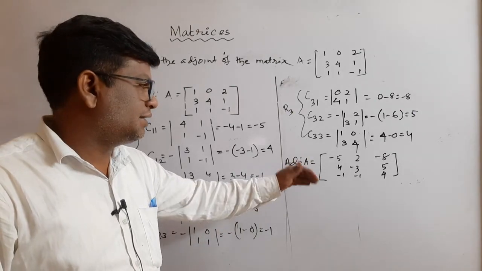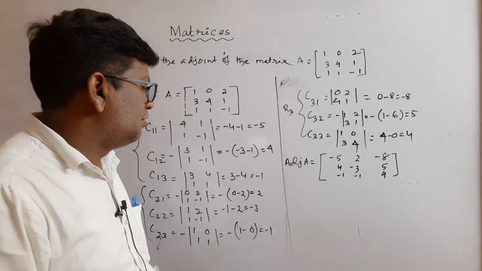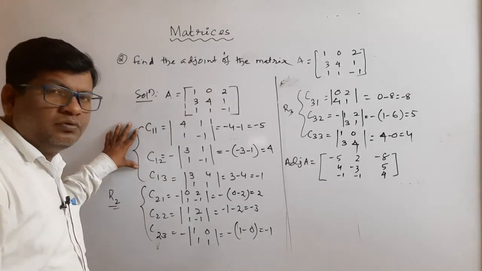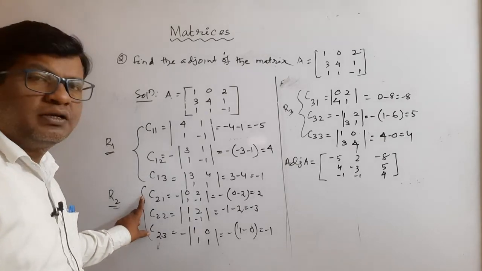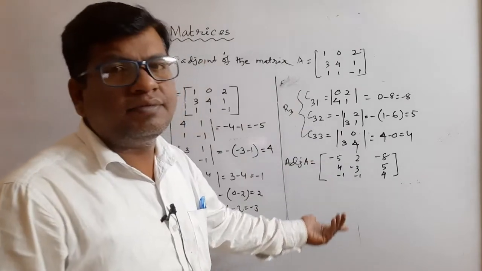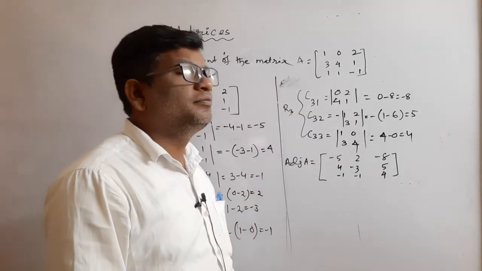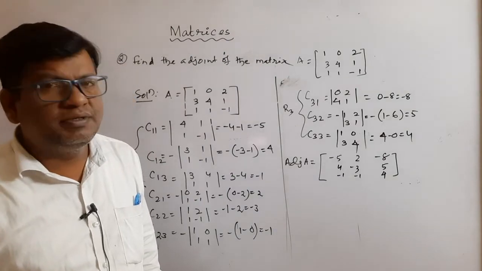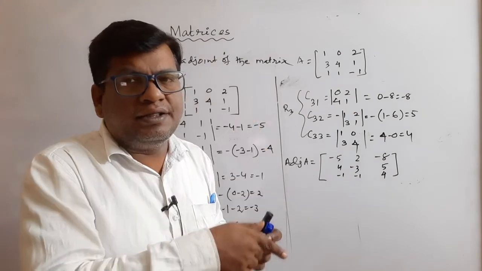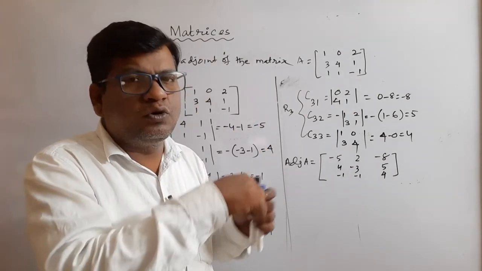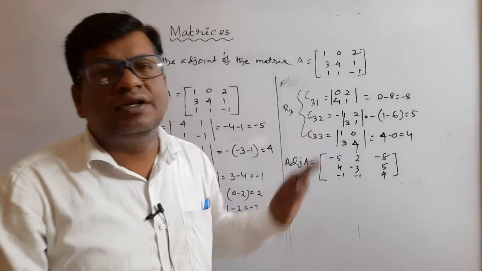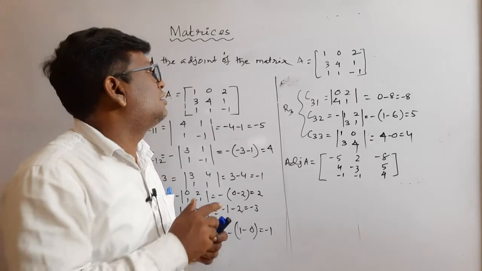Okay, I write it directly here because this is the row 1 cofactors, row 2 cofactors, and this is row 3 cofactors. So write rows into columns, that is the adjoint of the matrix. Adjoint of a matrix means first find the cofactors, then write row 1 cofactors in column 1, row 2 cofactors in column 2, row 3 cofactors in column 3. This is the adjoint of the matrix.